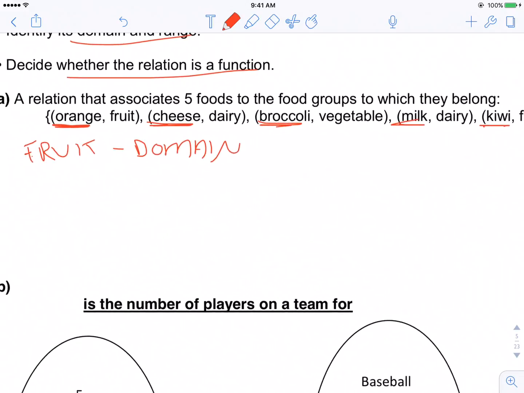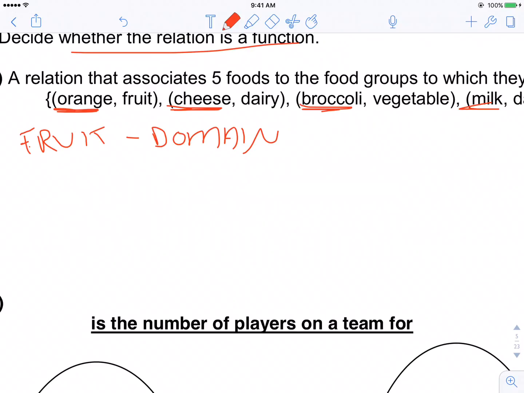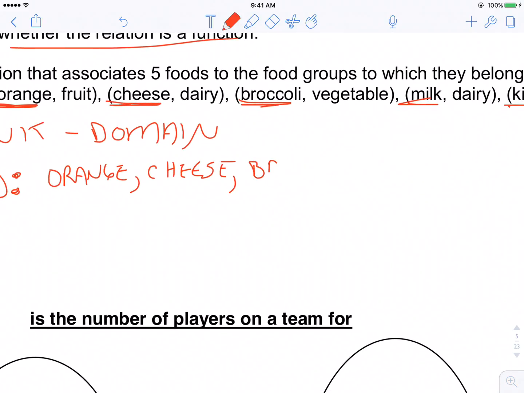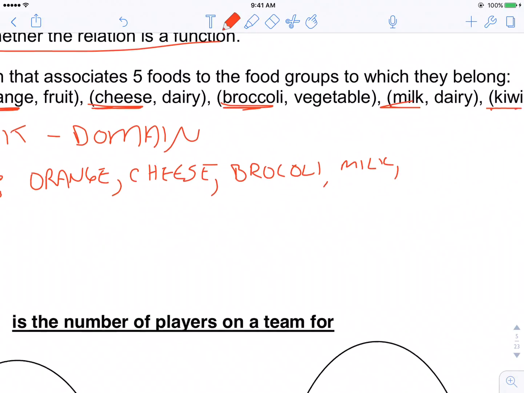If we wanted to make note specifically of what the domain is, I would say our domain is, so D, this is a D, not a 0. Let me fix that. Domain is, and what are our domain values? Orange, cheese, broccoli, oops, spelled broccoli wrong, milk, and kiwi.